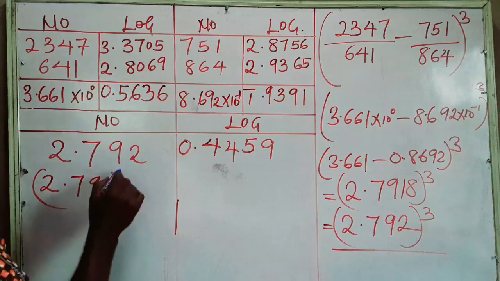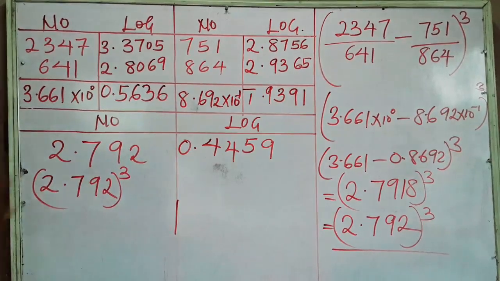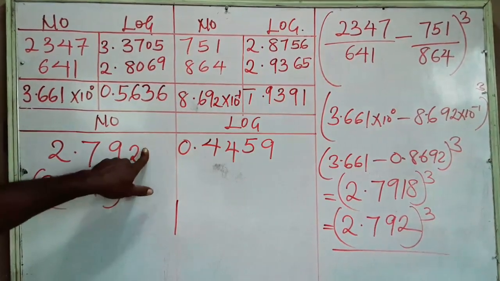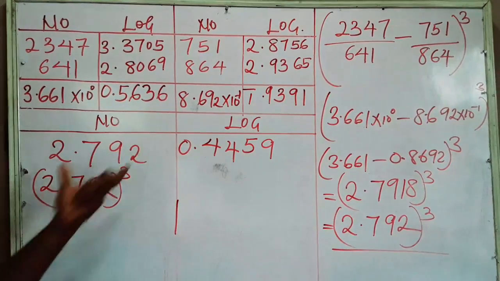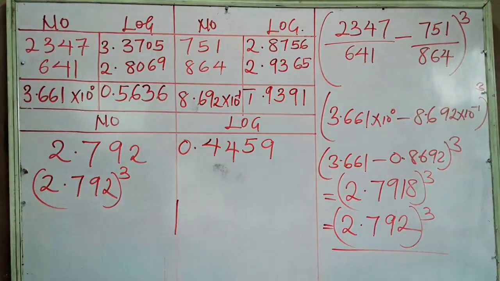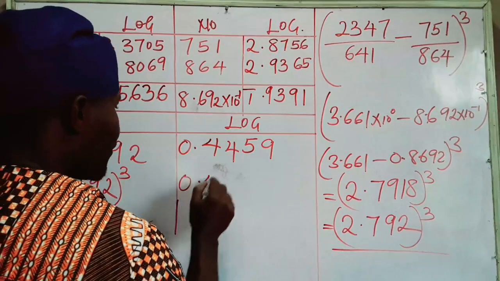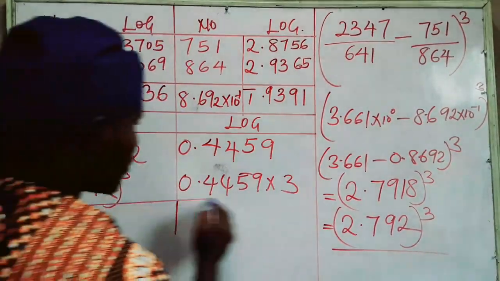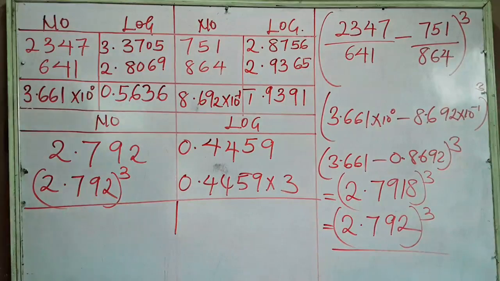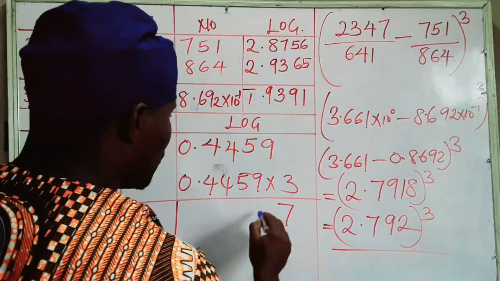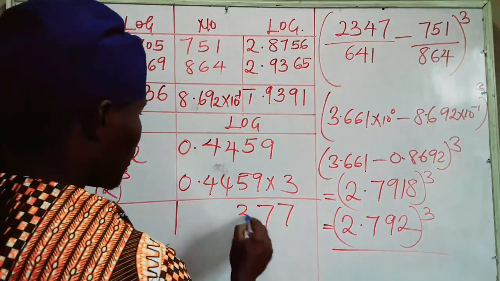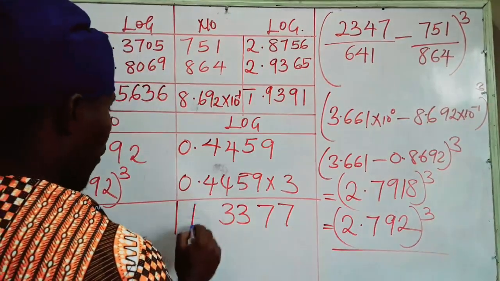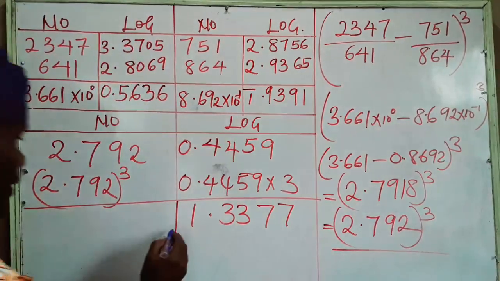So we shall have 2.792. Now, many people make mistakes when writing this. Somebody will just write only this and miss it. You must write raised to the power 3 before you apply 0.4459 times 3. So when you multiply this by 3, not to waste much of our time, we have 1.3377. So that is just the value now.